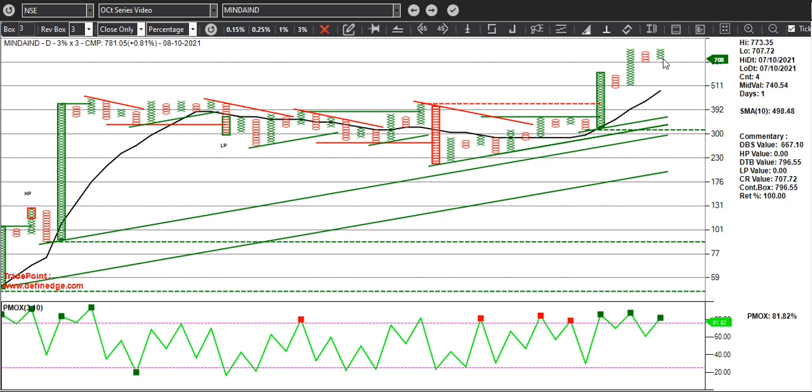So we get a double top buy here at 797. The stop loss would be 677.